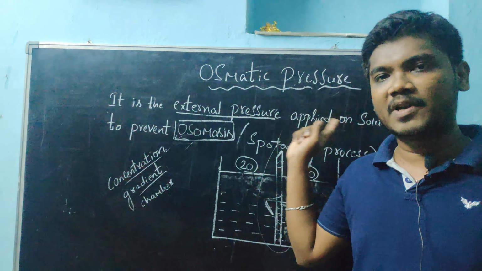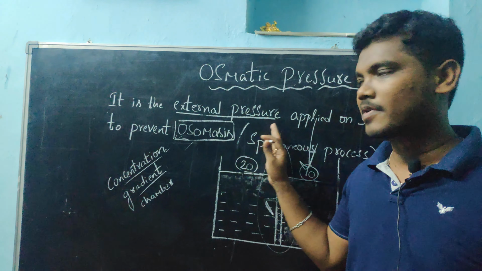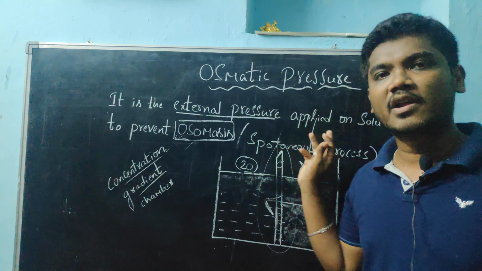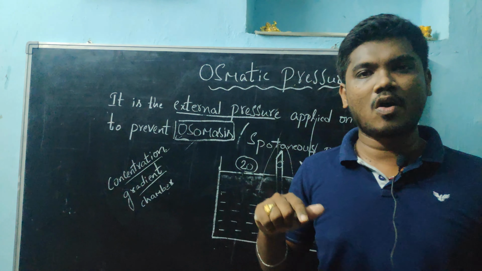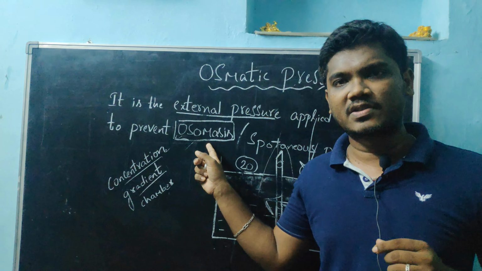It is the external pressure applied on the solution to prevent osmosis. Within brackets I wrote spontaneous process. Of course, it is also called a natural process. How can we define the term osmosis?